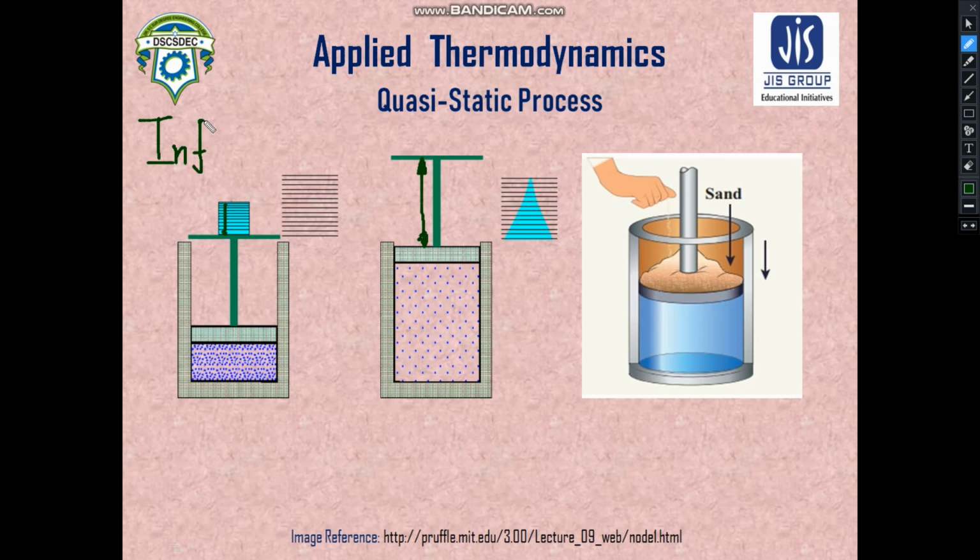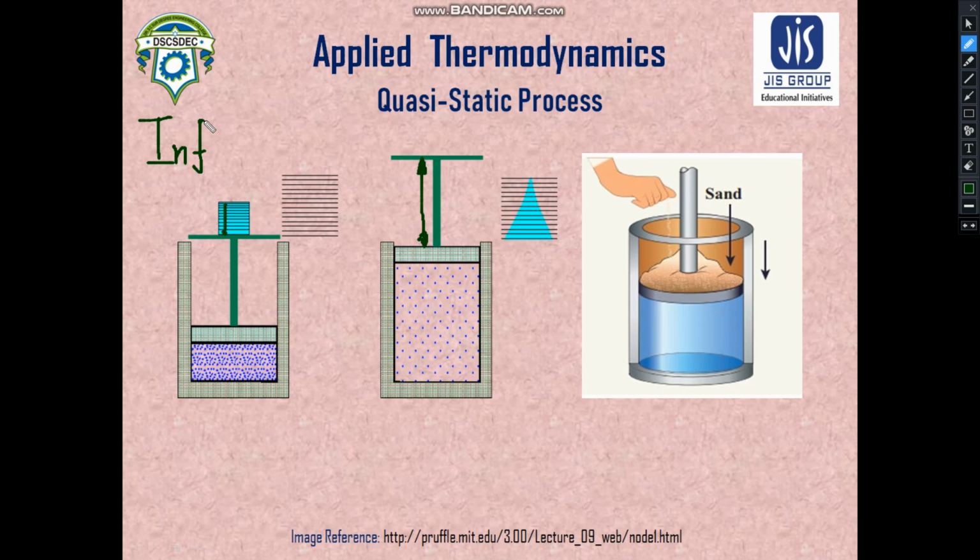The changes are so much slower that we refer to these individual processes as quasi-static, as almost static. So we just can't observe the changes because of the differences. Gradient means difference. Whenever there is some kind of difference present between the system and the surroundings, there is an opportunity to extract some kind of work. So the difference is so small that the changes observed by the transfer of work are also very small.